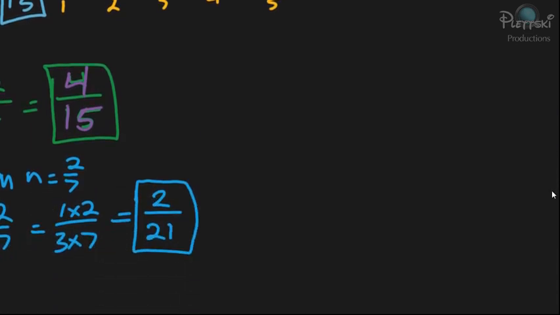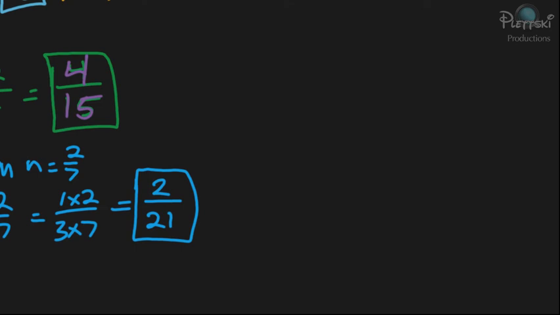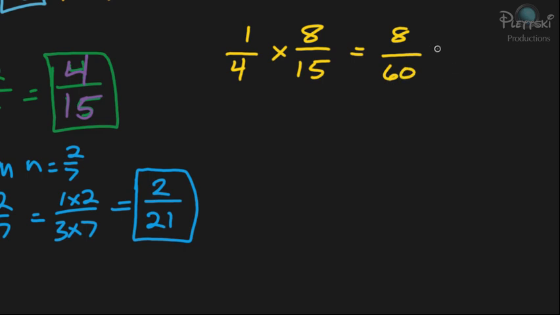But sometimes you will be able to simplify, and it's actually easier to simplify before you multiply. So let's show you how to do that. Let's say we have a problem like 1/4 times 8/15. Okay, normally we would multiply straight across, and you would get 1 times 8, which is 8, and 4 times 15, which is 60. And then you would simplify, and you could divide the top and the bottom by 2 and get 4 over 30, and then divide the top and the bottom by 2 again and get 2 over 15, and you'd be done.